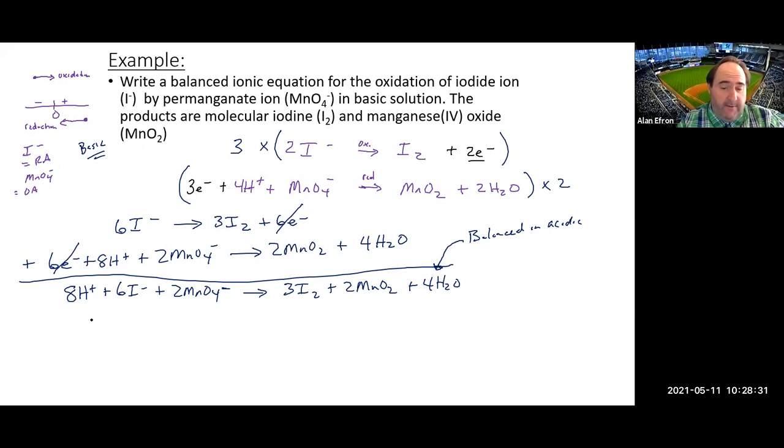Just to verify we didn't screw up anywhere, which is sometimes a good idea. Quickly looking, we see 8 hydrogens on the left, 8 on the right, 6 iodines on the left, 6 on the right, 2 Mn and 2 Mn, and a grand total of 8 oxygens on the left, and 4 oxygens is 8. Overall charge at this point on the left-hand side is +8, -6, and -2, which is 0 and 0. So again, it is balanced here in acidic conditions. Any questions on that so far?